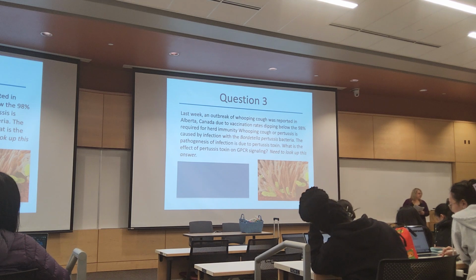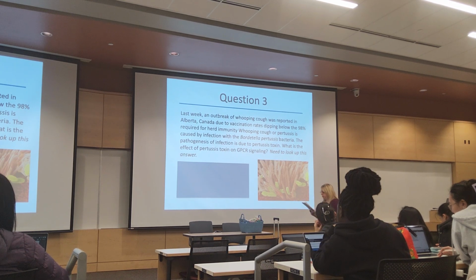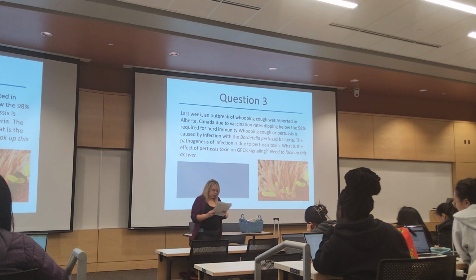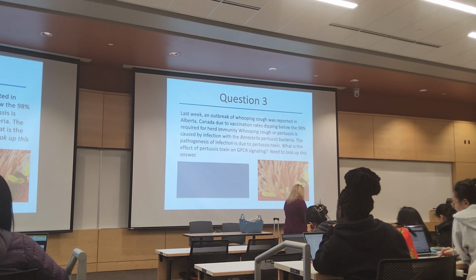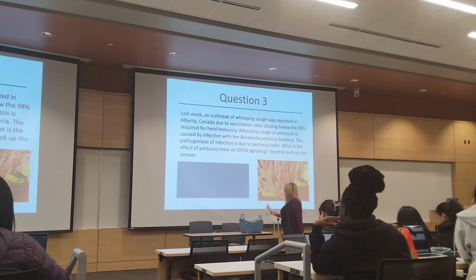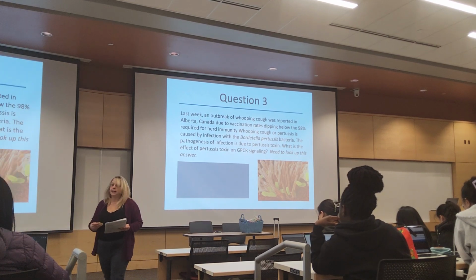Okay, question 3. There's an outbreak of whooping cough that was reported in Alberta, Canada due to vaccination rates dipping below the 98% required for herd immunity. We know that whooping cough or pertussis is caused by an infection with the Bordetella pertussis bacteria. The pathogenesis of this infection is due to pertussis toxin. So what is the effect? How does this interfere with GPCR signaling?